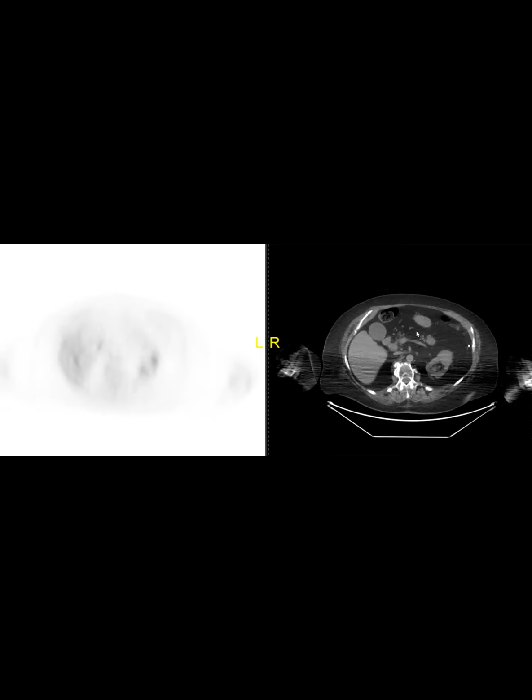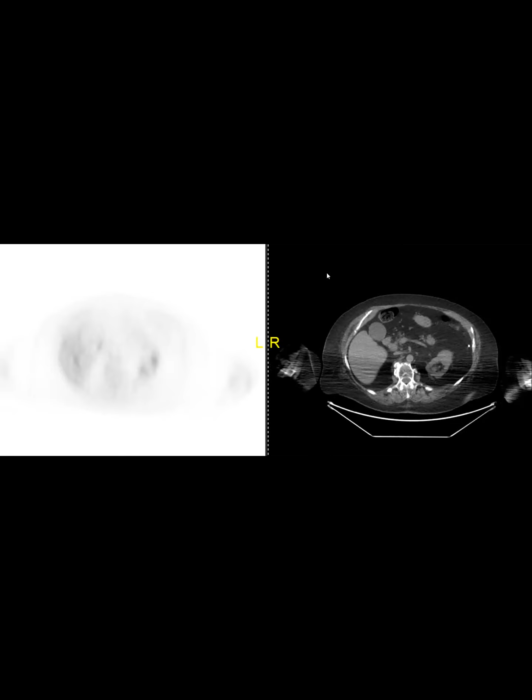You said multiple small foci of FDG avidity. Right. And you can't really see anything on a low dose CT, which is not surprising. The arms are down. She's a chunky patient, she has some attenuating tissues in the subcu. So it's not shocking.